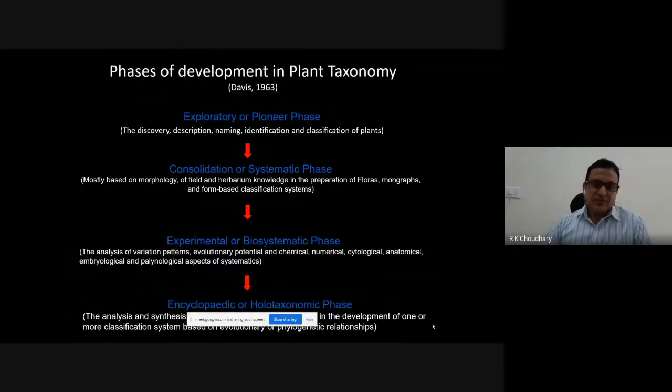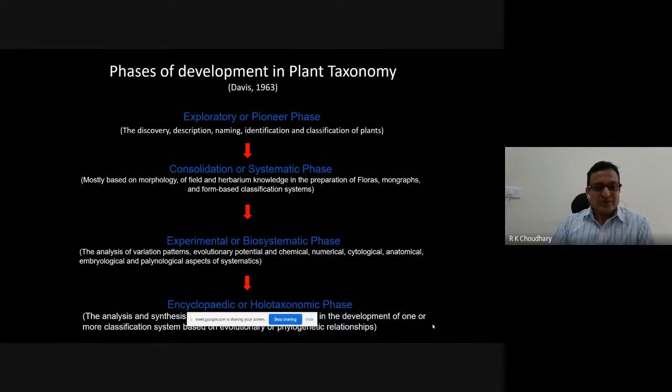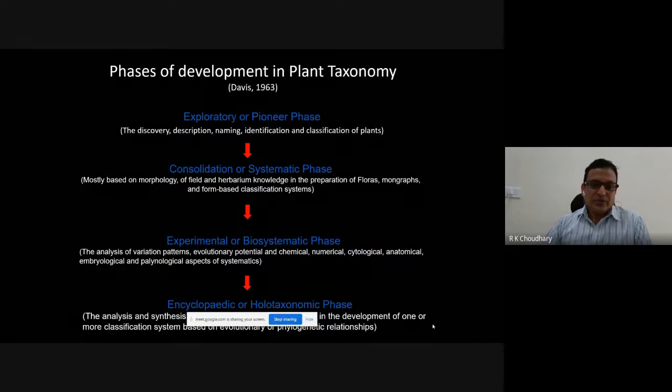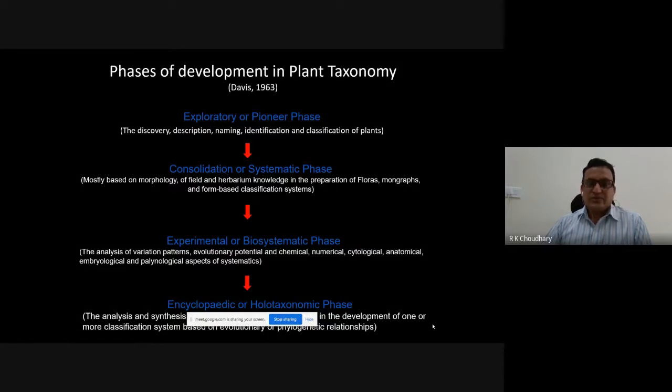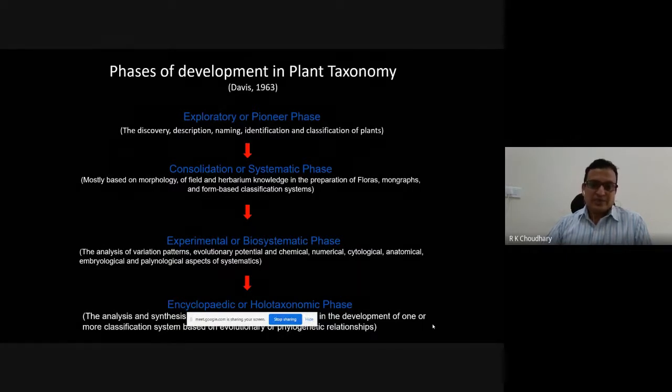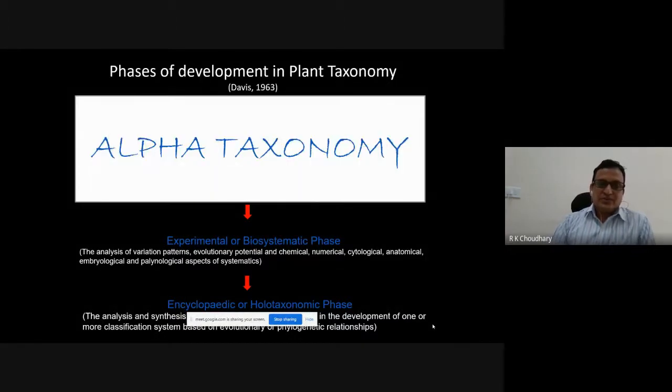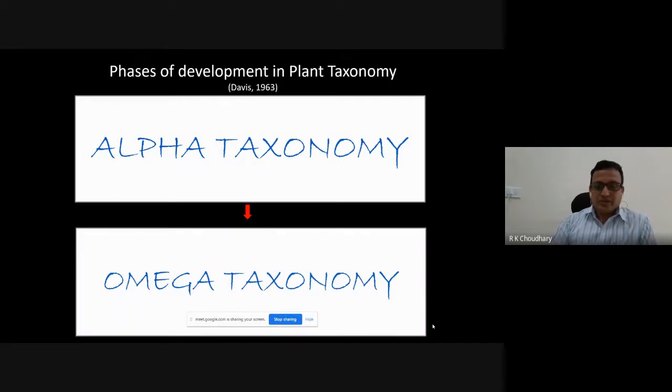I think you might be aware of all this, but I'm just repeating. Presently, we are dealing with the holotaxonomic phase, where we follow a holo approach. We are taking data from everything, not only anatomy and cytology, but also molecules: DNA, RNA, protein, from everywhere, and trying to classify the organism. The first two phases together we call alpha taxonomy, and the last one we call omega taxonomy.